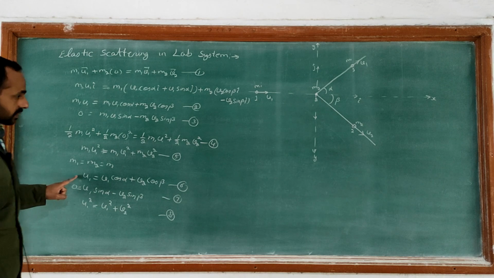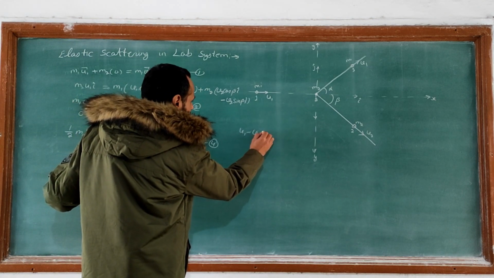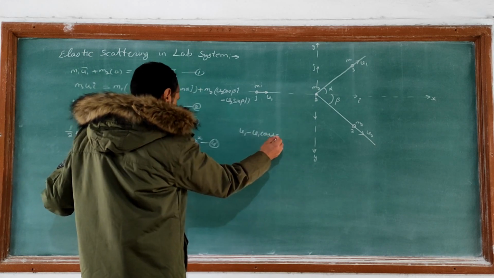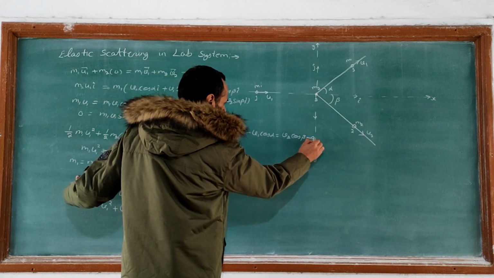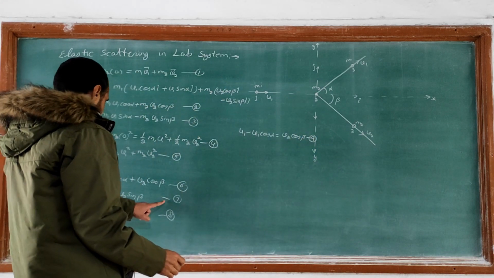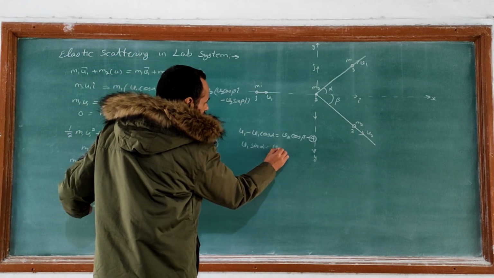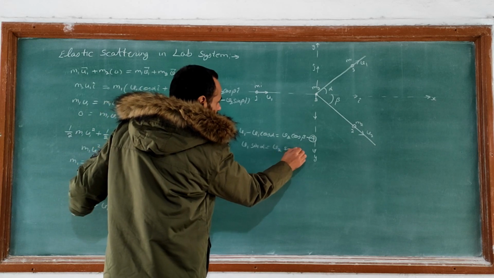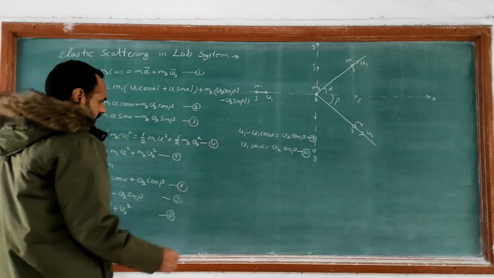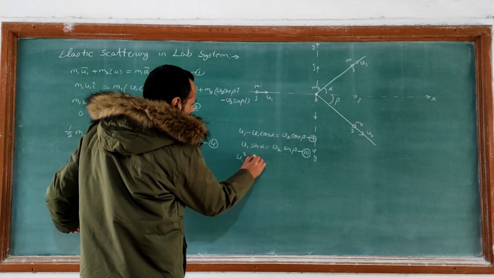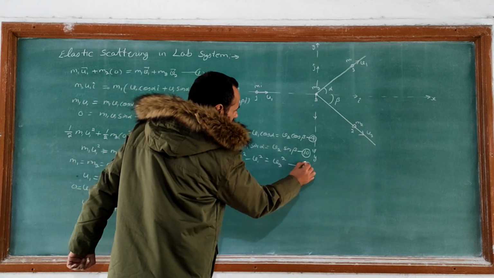So we write equation number 6 as u1 minus v1 cos alpha is equal to v2 cos beta. Let it be equation number 9. Equation 7 can be written as v1 sin alpha is equal to v2 sin beta. So this is equation number 10. From equation 8 we can write u1 square minus v1 square is equal to v2 square. So this is equation number 11.